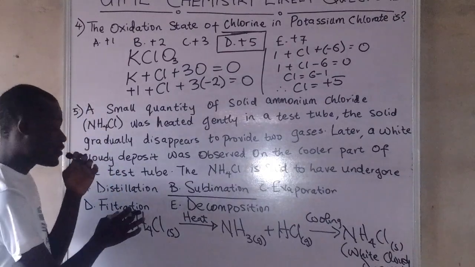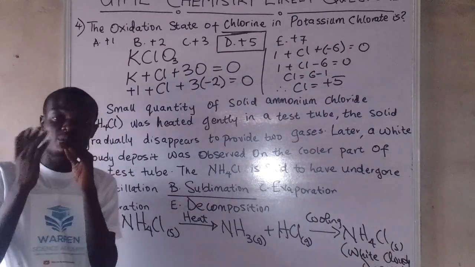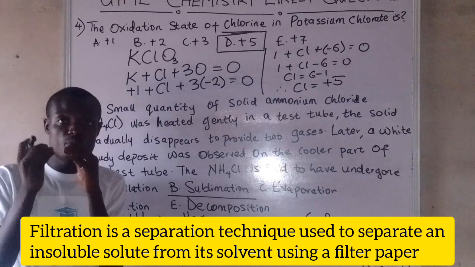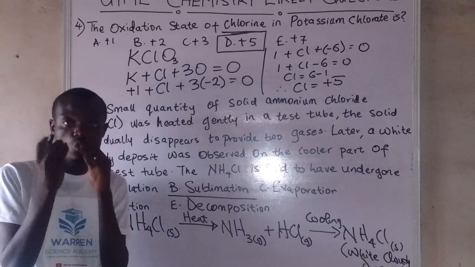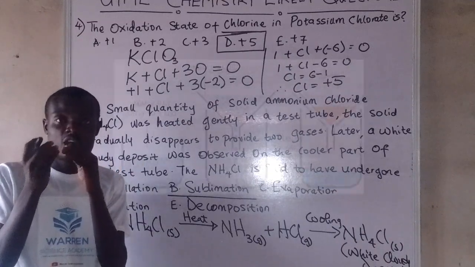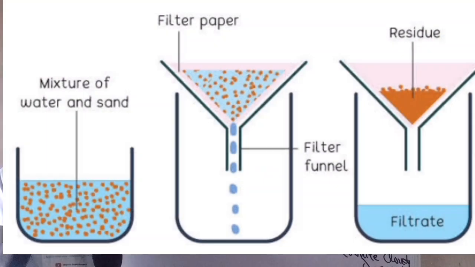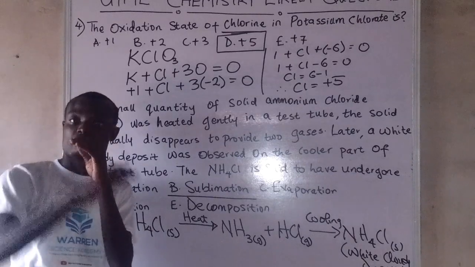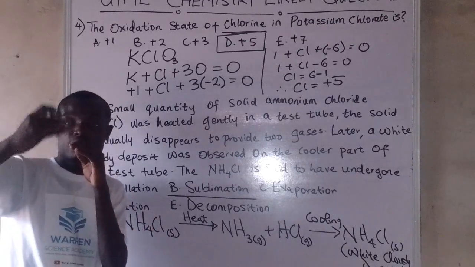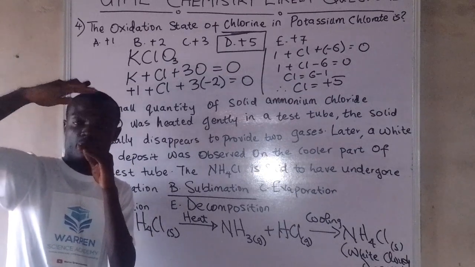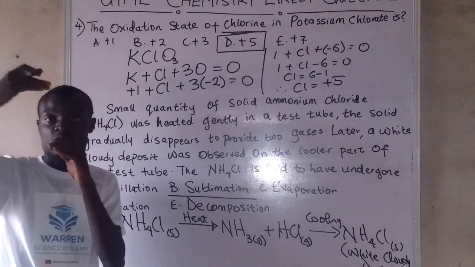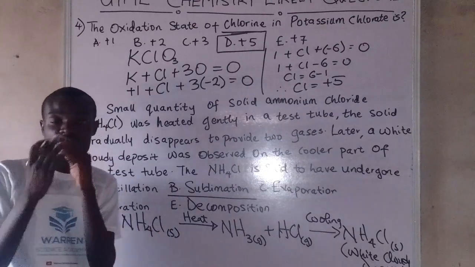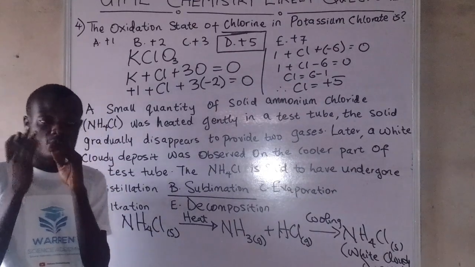Then we have what we call filtration. What's filtration? Filtration is a separation technique used to separate an insoluble solid from a liquid. Let's say sand particles in water. Sand will not dissolve in water. So when you pass that mixture through a filter paper, the sand is kept on the filter paper, then the water passes through. In chemistry, whatever is left on top of the filter paper is called the residue. So in that case, sand becomes the residue. Then what goes through the filter paper is called the filtrate. So in that case, water becomes our filtrate.